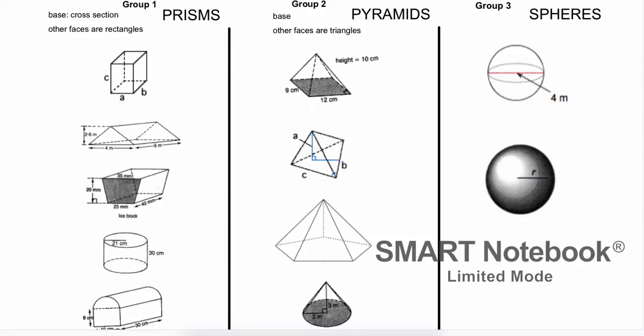Hello students! We will move on today to volumes of three-dimensional figures. Just a quick reminder, we have classified the three-dimensional figures into three big groups: prisms, pyramids, and spheres.